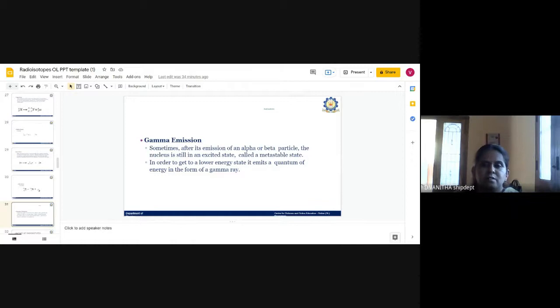So now gamma emission. After alpha and beta particle emission, gamma emission takes place. How it takes place: the nucleus is still in an excited state. That excited state is also called the metastable state. So in order to get to a lower energy, it emits a quantum of energy in the form of a gamma ray.